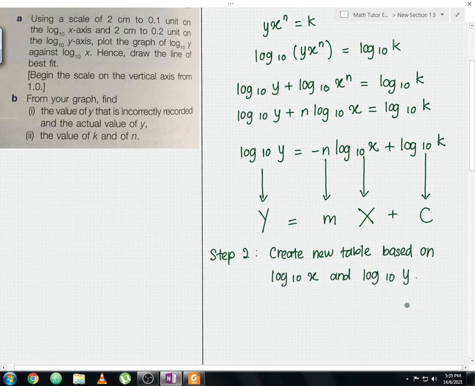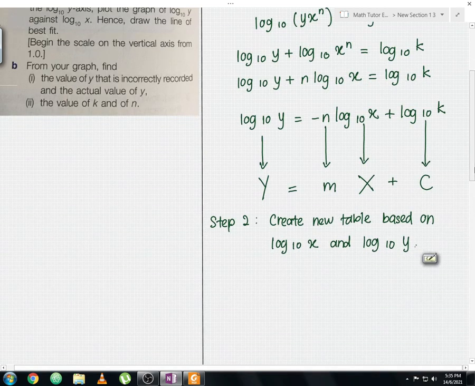Okay, so please give me some time guys for me to create a table consists of x, y, log 10x and log 10y. Okay, so please wait.